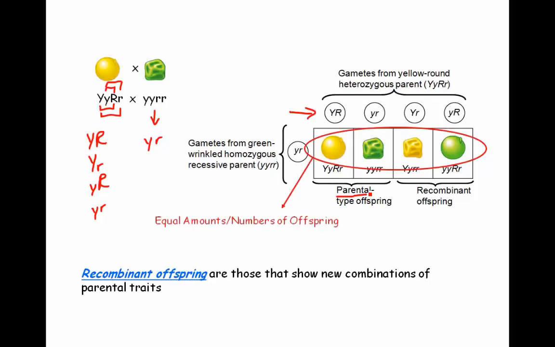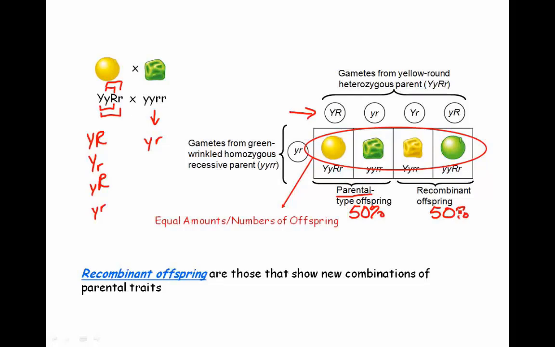In Mendel's experiments, he got results that matched the ratios he would predict from the Punnett squares. That means he had equal amounts of parental offspring and recombinant offspring. Essentially, 50% of his offspring were parental and 50% were recombinant when he did this cross.